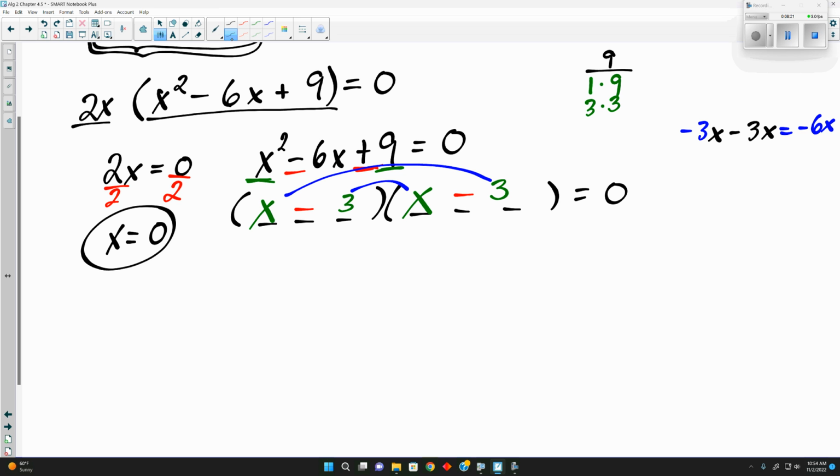We have two things multiplied together to equal 0, so one of them must be 0. So we're either saying that x minus 3 is 0, or x minus 3 is 0. Now we just need to solve for the value of x.